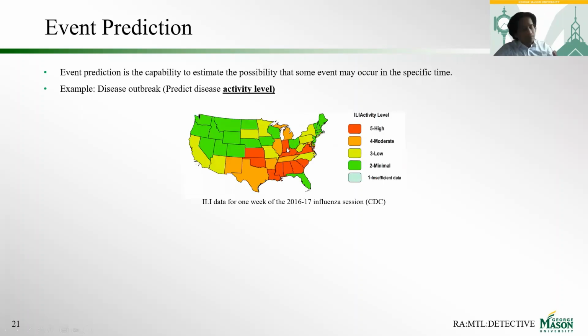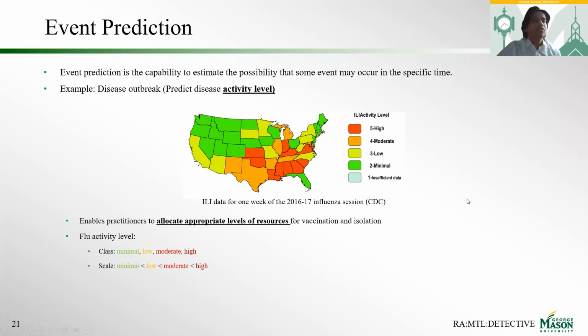Stick with the same example of ILI activities. Here it can be disease outbreak, right? How we need to predict the disease outbreak. Why do we need that? Because it will help us to allocate appropriate levels of resources, like for vaccination, for isolation.